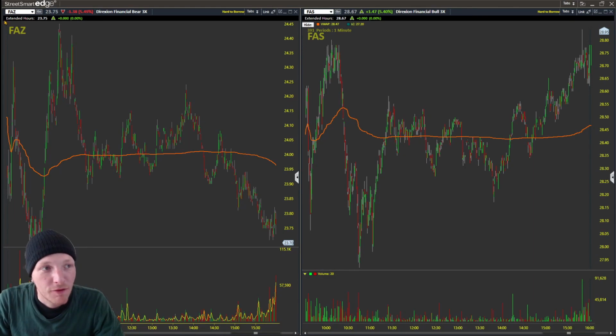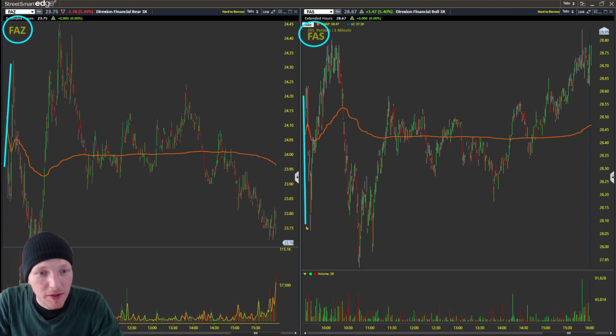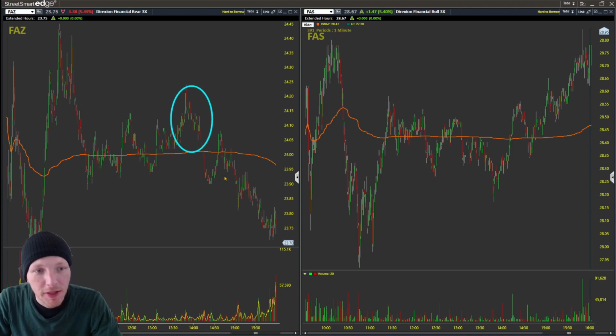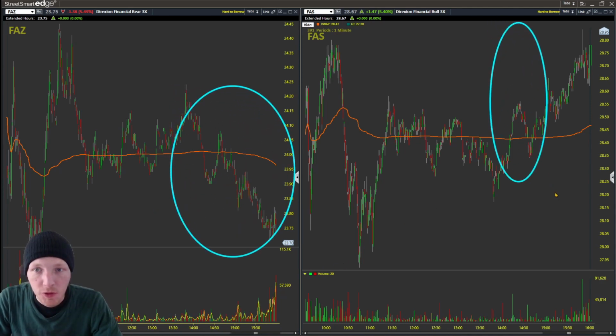All right, we've got FAZ up here on the left, which is a financial bear times 3 ETF, and we've got FAS on the right, which is a financial bull times 3 ETF. And you can see right here, it's got this big spike up and the big spike down right there, followed by a spike back up, spike down, spike up, and it just does the opposite of whatever this does. You could see at the end of the day, this one fell down, this one went up.